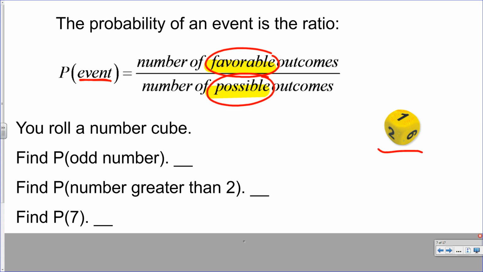So you're going to roll this number cube here. It says find the probability of an odd number. Now my odd numbers are 1, 3, and 5. So there's 3 of them. So the probability would be 3, that's the favorable, of the possible, which is 6. Which reduces to 1/2.